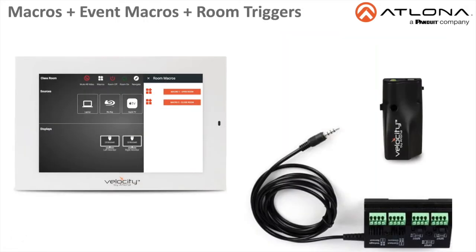And finally, for automation, we'll cover room triggers. Now, a room trigger is a variation of an event macro. Event macros are triggered by the system, and these room triggers are triggered by the system listening to messages that are coming from a device that is configured in the room. And by utilizing a VCC or Velocity Control Converter, the gateway can trigger a macro from something as simple as the open and close state of a relay.